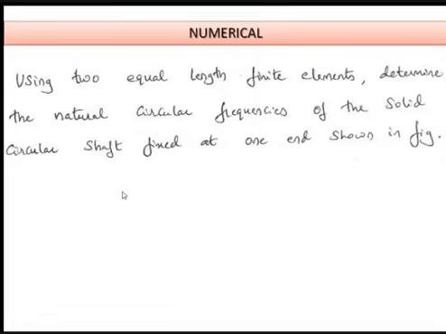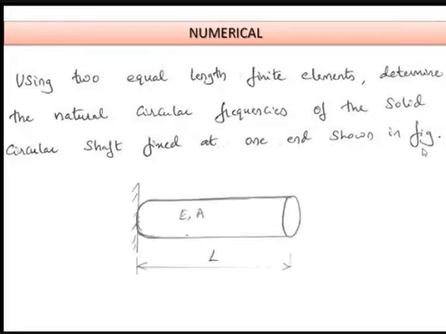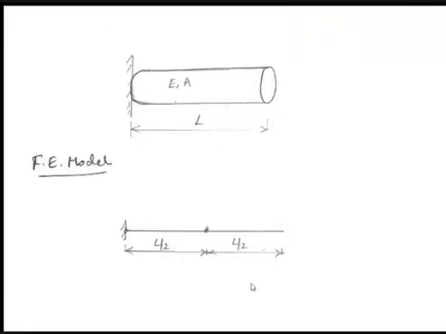Using two equal length finite elements, determine natural frequencies of solid circular shaft fixed at one end as shown in figure. So if you see, there's a circular shaft which is fixed at one end. The Young's modulus is E, the area is A, and the length is L. So let us do a finite element model for this.